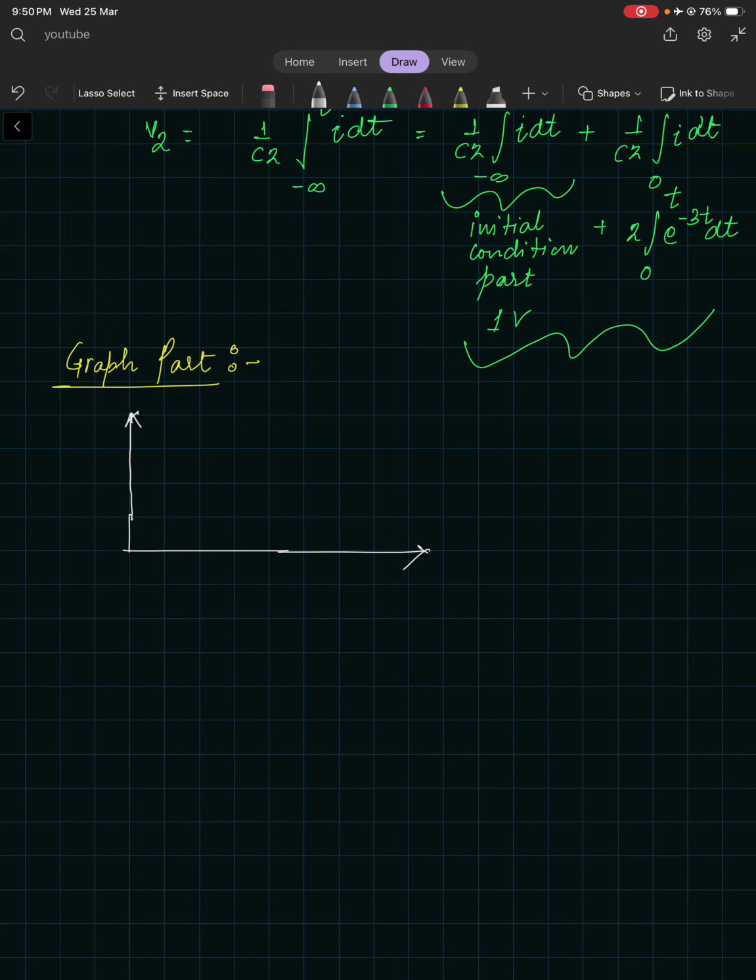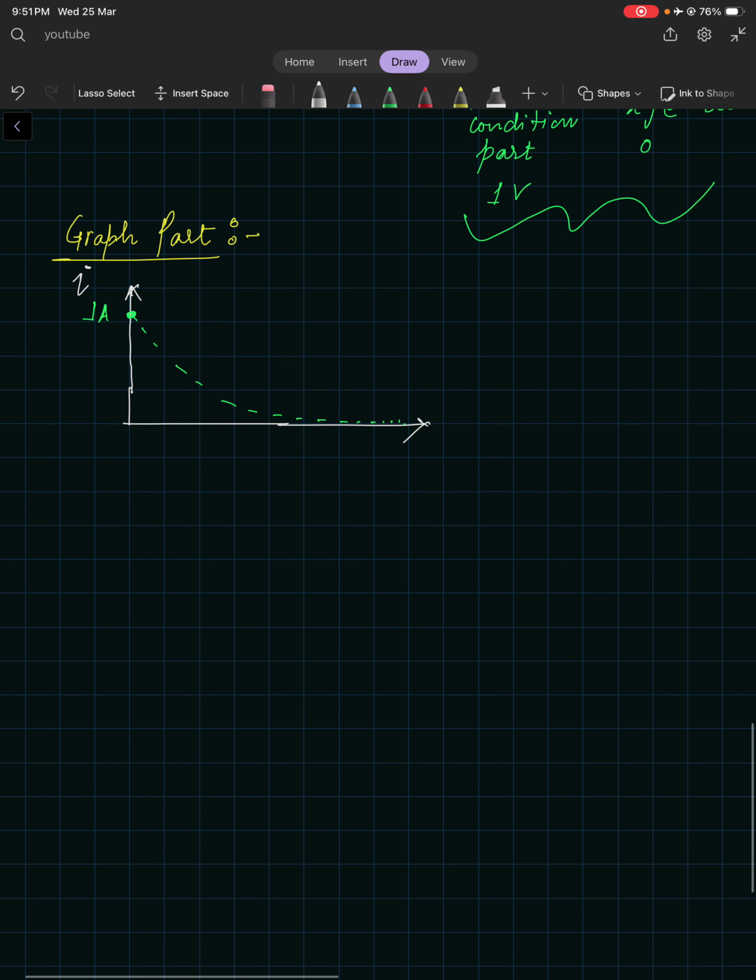If you see, I was starting from 1, and let me choose a different color, the green one. Again it is exponential, it was starting from this value of 1 ampere. And at infinity it is going towards 0, it is completely discharging. Okay, now let's draw v1 and v2 on the same graph.